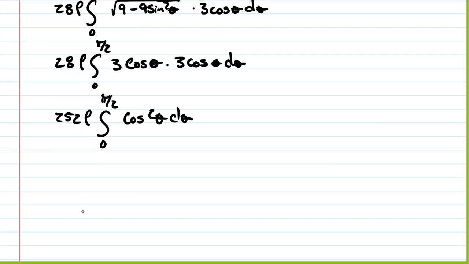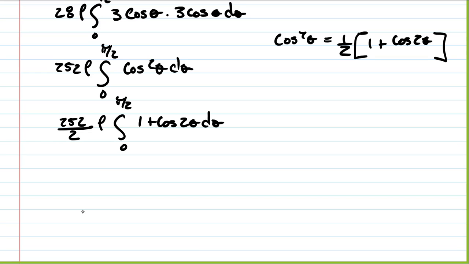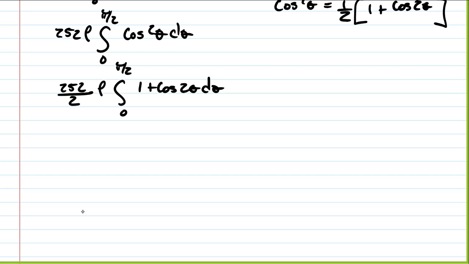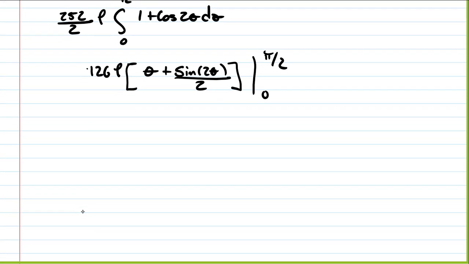So to integrate cosine squared, what do we have to use? Cosine squared theta is equal to 1/2 times 1 plus the cosine of 2 theta. Pulling our 1/2 out in front, we get 252 over 2 times rho, the integral from 0 to pi over 2 of 1 plus the cosine of 2 theta d theta. So finally, 252 divided by 2 is 126 rho, and the antiderivative of 1 is theta. The antiderivative of cosine 2 theta is sine 2 theta divided by 2, and we evaluate that from 0 to pi over 2.